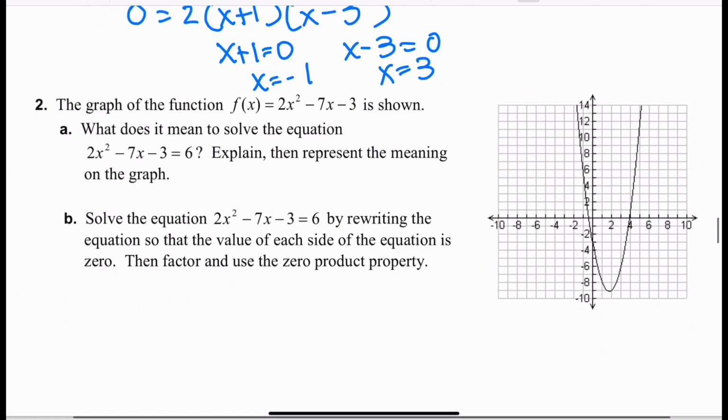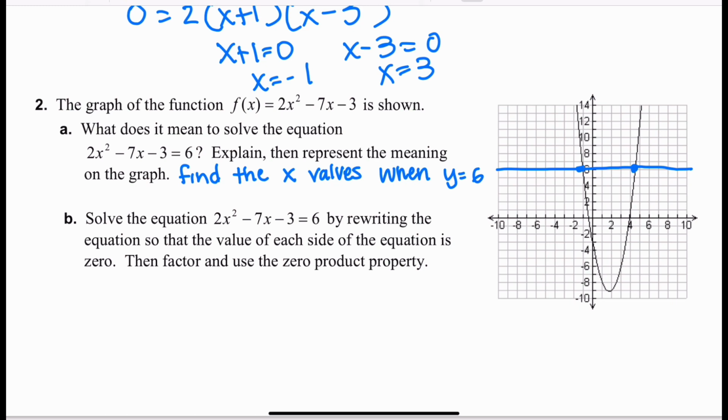But if we use algebra, then we can figure out exactly where it's crossing. So what does it mean to solve the equation? Explain and then represent the meaning on the graph. So we're going to just draw a line right here and right here. We're finding these points. We want to find the x values when y equals 6.